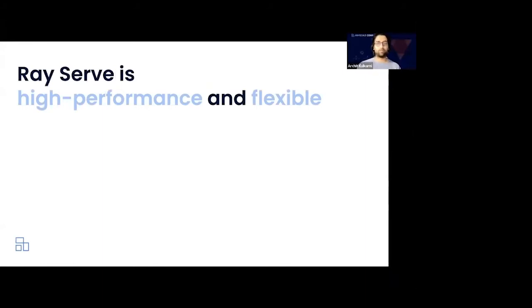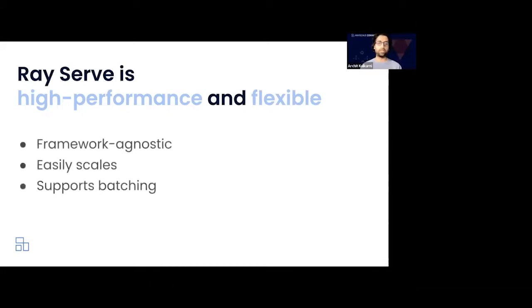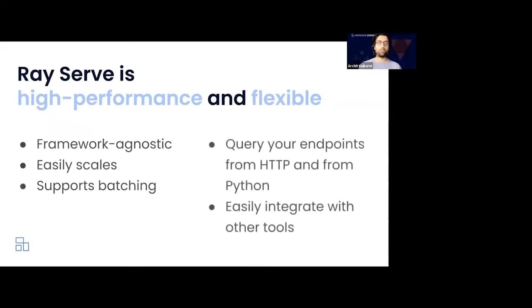So Restful meets all of these requirements that we talked about. On the one hand, it's a high performance machine learning model serving library. It's framework agnostic, scales easily, and we'll see exactly how easy it is in our demo later. And it supports batching. On top of that, it's flexible. You can query your model from HTTP and also from Python using the same API. And this lets you easily integrate Restful with other tools.